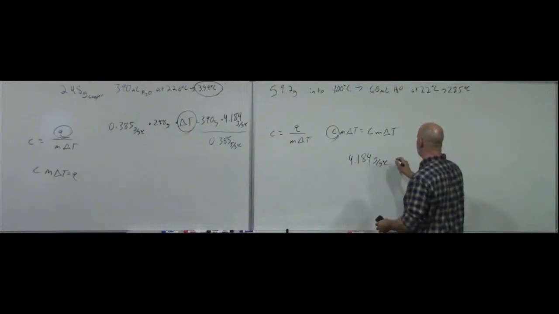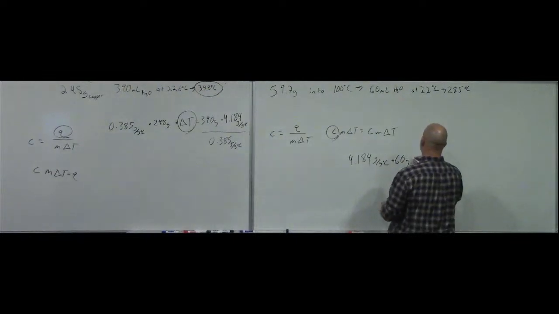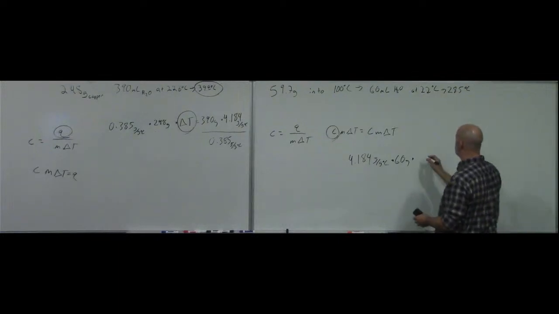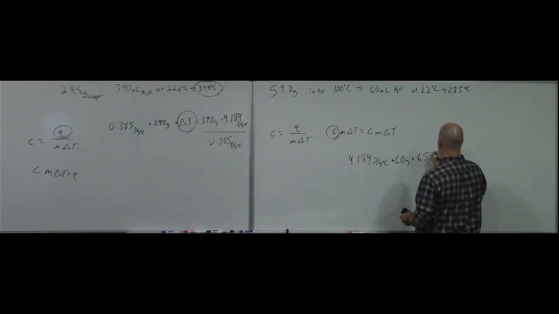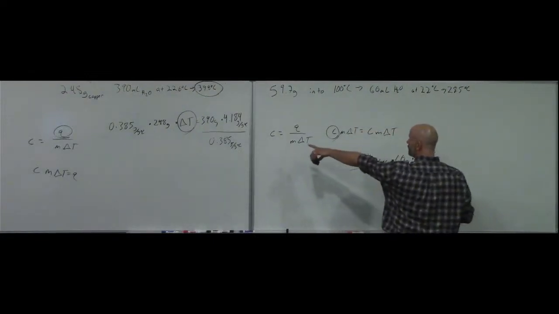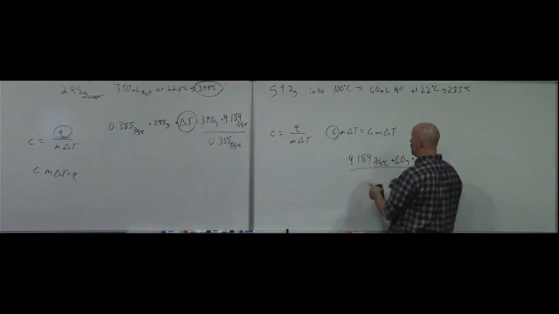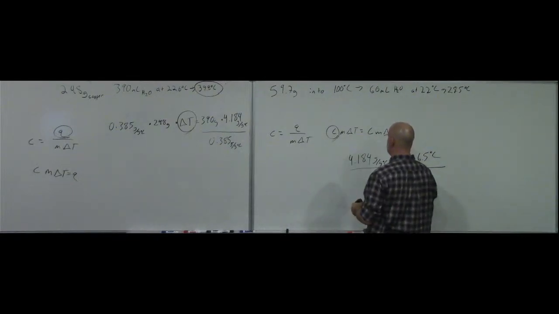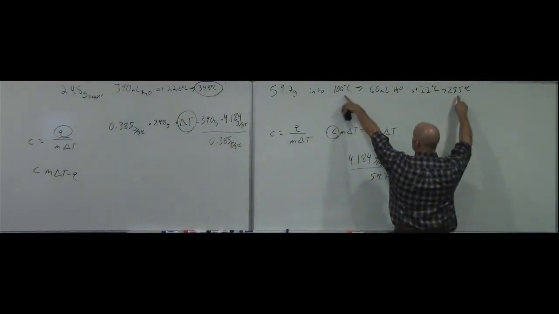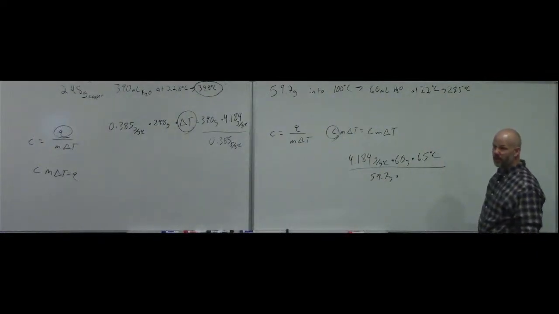Okay. Specific heat of water times the mass of water. What's my mass of water? 60 grams. Times my delta T, which is 6.5, right? And now I'm solving for C, right? So I want to put over mass times delta T of the metal. The mass of the metal is 59.7 grams. And the delta T of the metal is 71.5 or something like that.